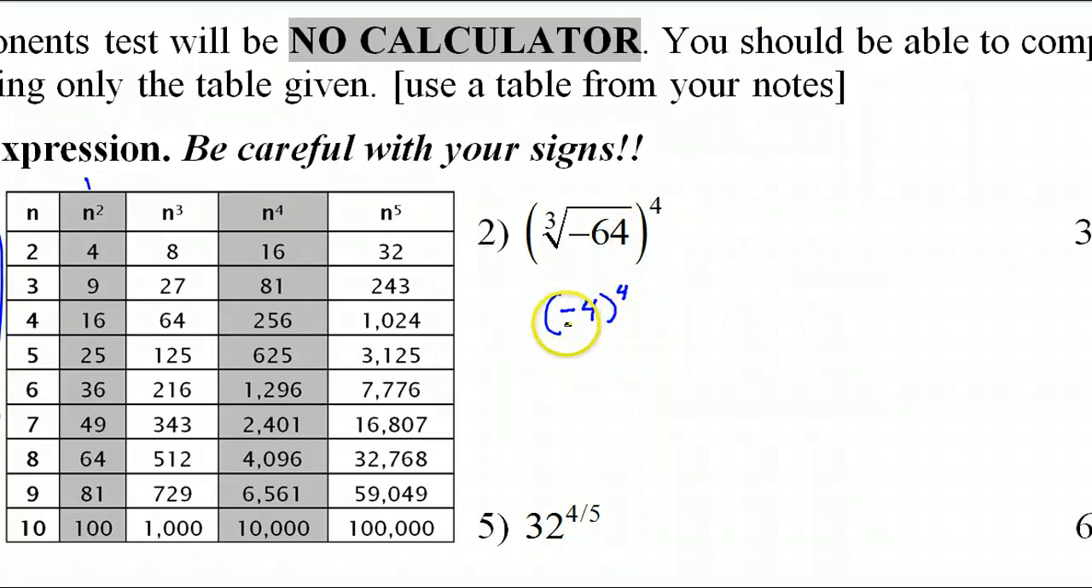Now, when you raise a negative number to an even power, the negative goes away because the negative times the negative is a positive. So it's just going to be whatever 4 to the 4th power is. 4 to the 4th power is 256. So the answer to number 2 is positive 256. Alright, that's the answer to number 2.